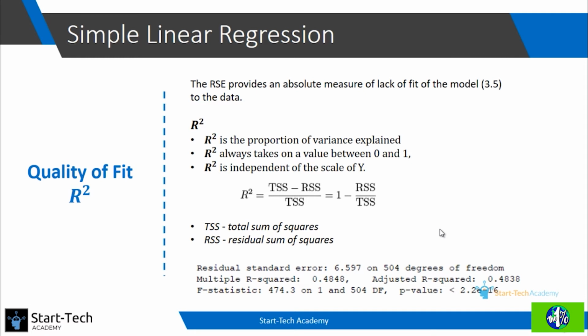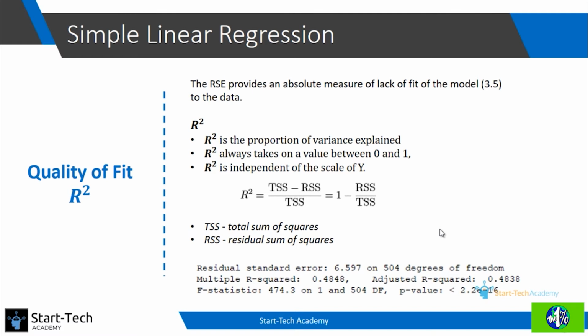Next is the R-square statistic. The RSE provides an absolute measure of lack of fit, but since it is measured in the units of y, it is not always clear what constitutes a good RSE. So R square provides us with an alternative. R square is a proportion, the proportion of total variance explained by our model. So it always lies between 0 and 1.